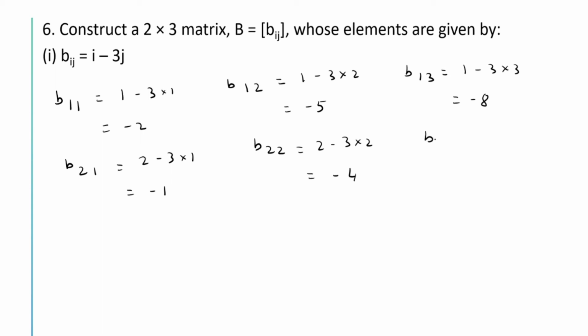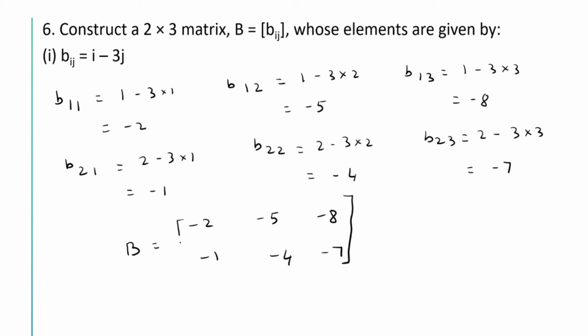Then the element in the second row, third column, B23. So here i is 2, j is 3. So we have 2 minus 9, it is minus 7. So the required matrix is B is equal to minus 2, minus 5, minus 8, minus 1, minus 4, minus 7.